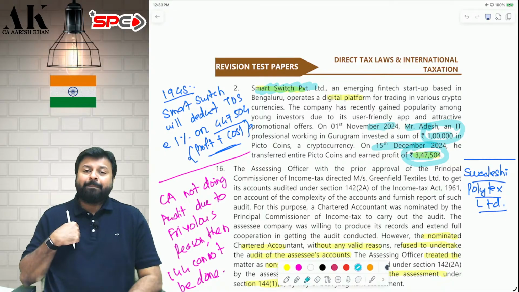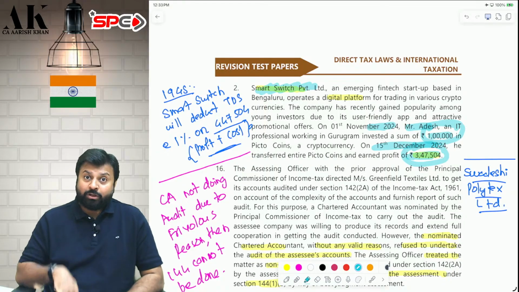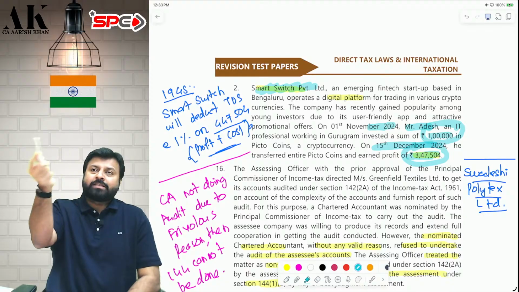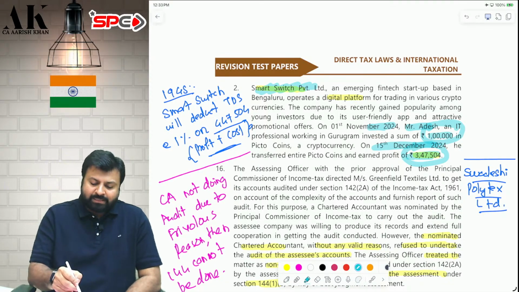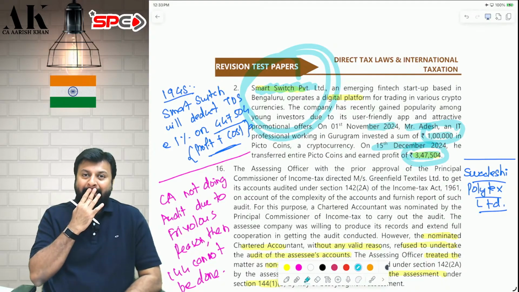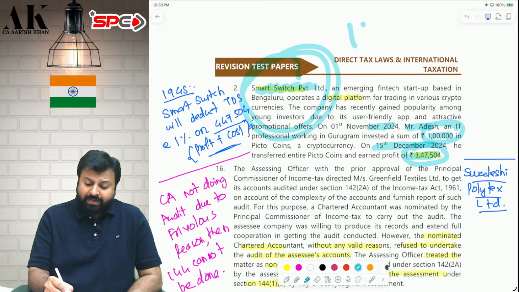So, I am the buyer, you are the seller. I am buying something from you for 447. You are selling something to me at 447, but I am buying through an exchange. You are also selling through the exchange. Who will deduct TDS? The TDS will be deducted by the exchange. I will not deduct. The buyer will not deduct. The TDS will be deducted by the exchange at the time of credit or payment, whichever is earlier, at the rate of 1% under 194S on the sale consideration.